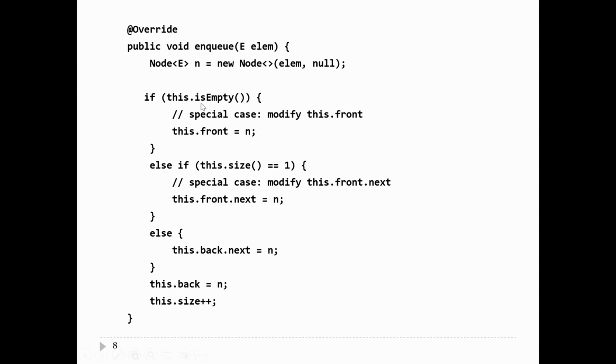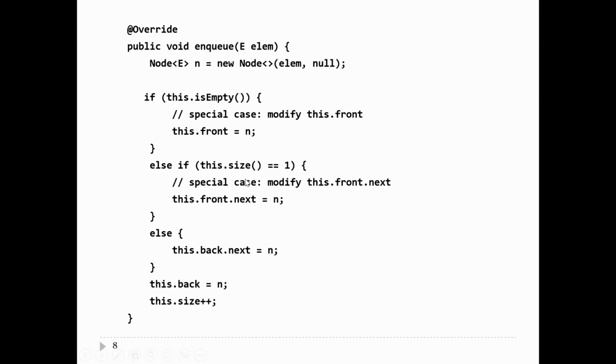Okay, so there are some special cases in this implementation. If your queue is empty, remember, there is no front or back node. Here I'm adjusting the back node down here, so I'm assigning to this.back. But if the queue is empty, you have to remember to set this.front as well. Otherwise, when you try to dequeue the queue, front will be null, and you'll end up with an exception of some kind. So you have to remember to set this.front to n.